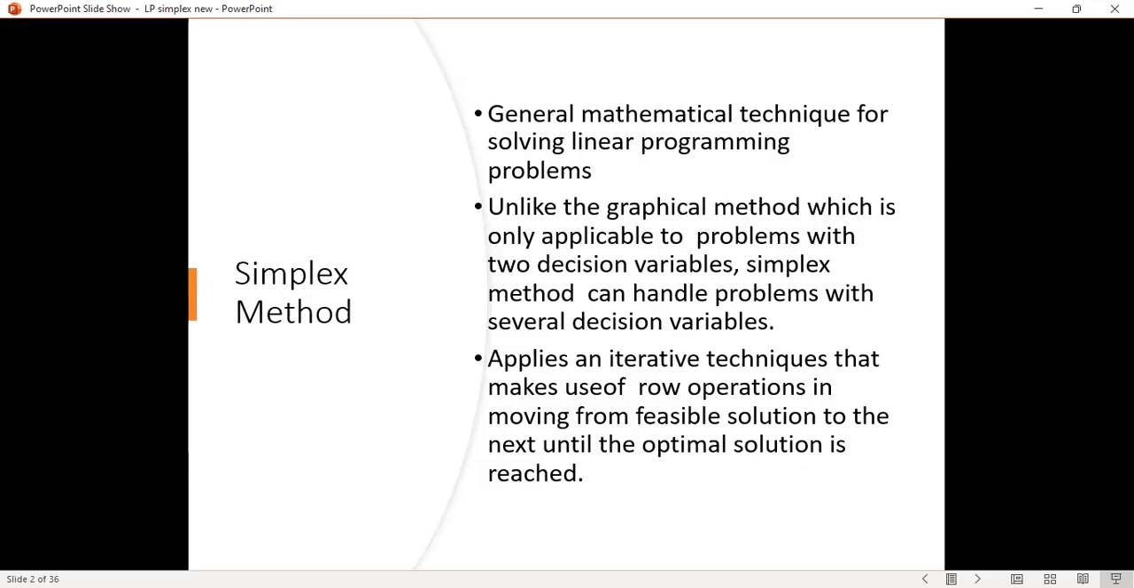This method applies an iterative technique, and it makes use of row operations in moving from one feasible solution to the next until the optimal solution is reached.